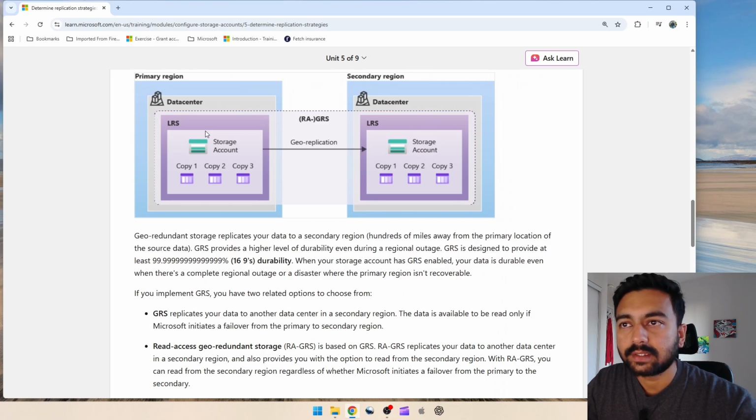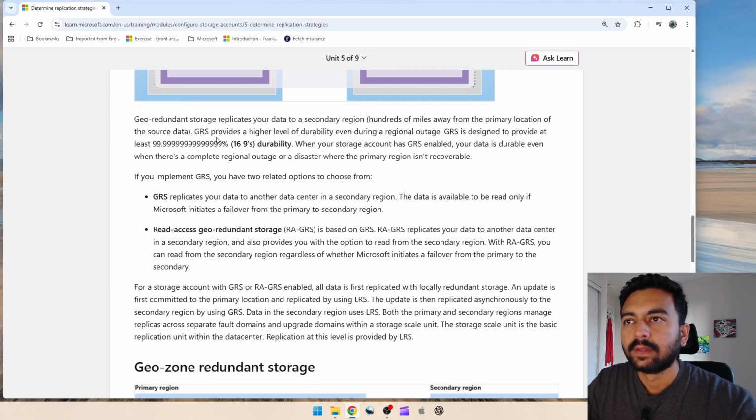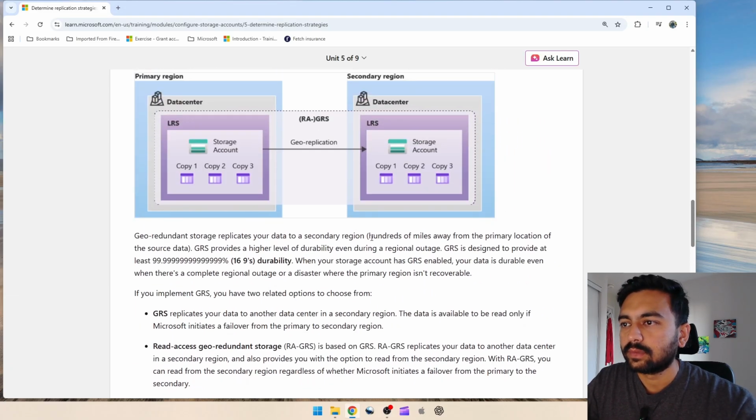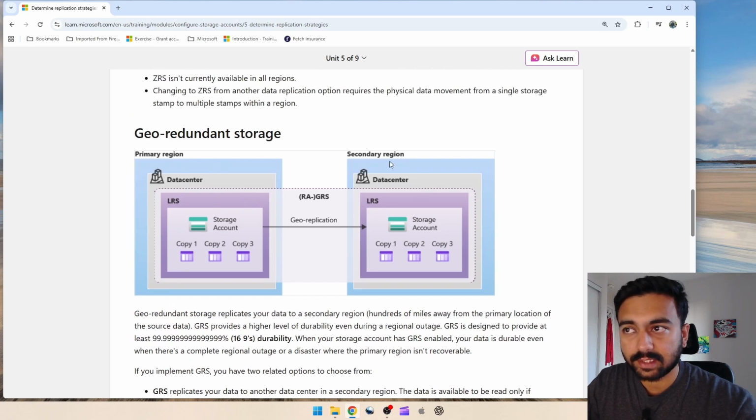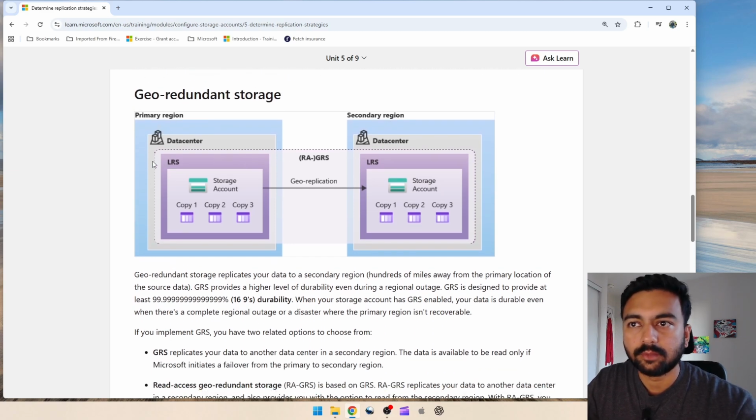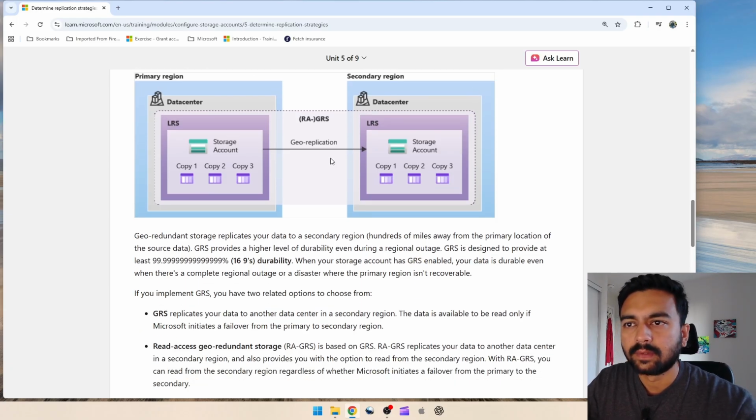So with locally redundant storage, you get one storage account, one server rack or server, 3 copies in the same server, same data center, same server, 3 copies. Then the other region is hundreds of miles away from the primary location of the source data. So there's always a primary region and a secondary region, right? Where you put the data and then where the data replicates over.